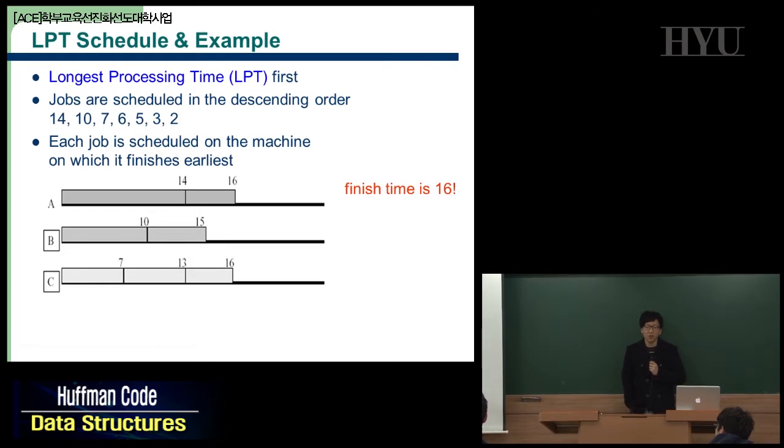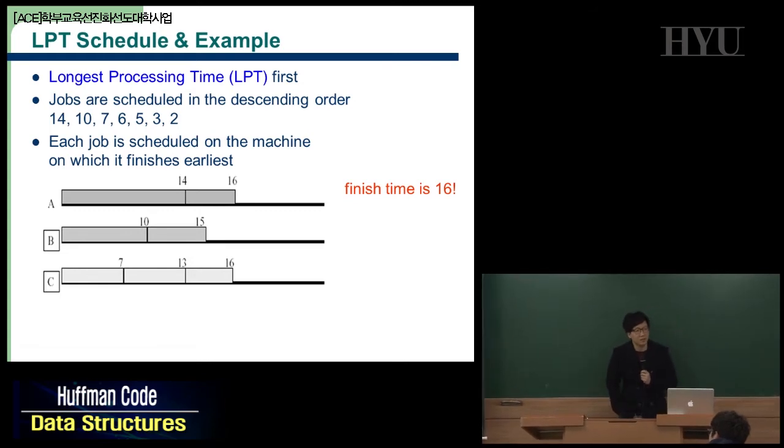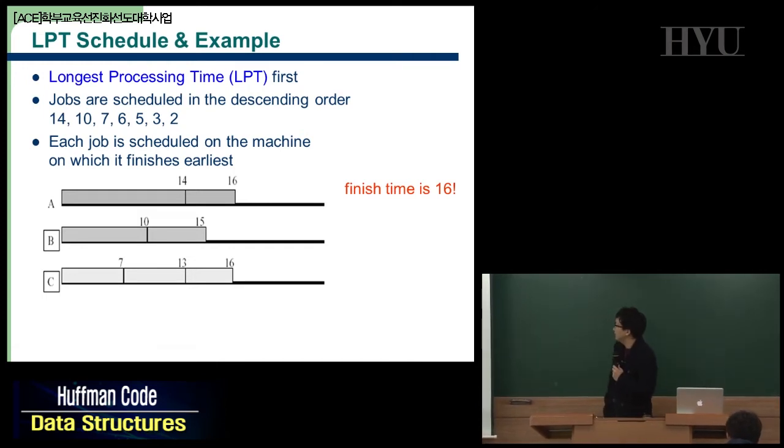So LPT, one of the heuristics, and obviously this gives a better finish time than the previous example. The previous example gave you 21 seconds. This one, if I finish all the jobs, was 16 seconds. Okay. So this is something that I wanted, right? I wanted to minimize the service time, the time that finishes the entire jobs.